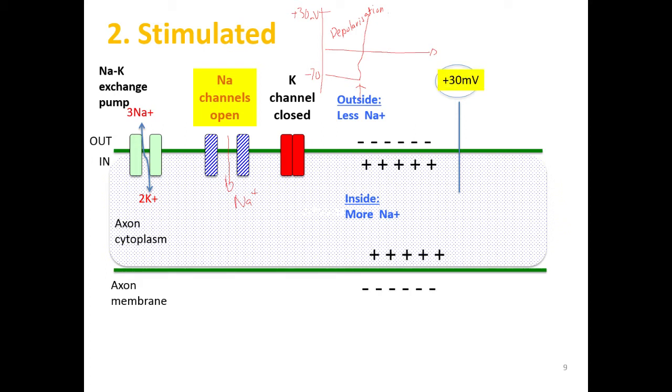Meanwhile, the potassium channels remain closed. It is important to note that the stimulus must be strong enough to hit a threshold of about minus 55 millivolts before a full-blown depolarization actually happens. If the stimulus is weak, then a few sodium channels will open, but they will close again. Therefore, there is no depolarization.